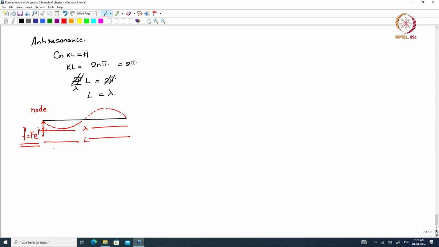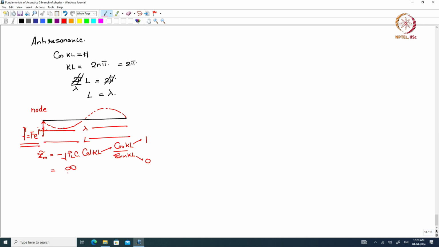Okay. And so, what happens now? The impedance is no more 0, cot KL, which is cos KL by sin KL, where cos KL acquires a value of 1, sin KL acquires a value of 0. Therefore, this is infinity, impedance is infinity.